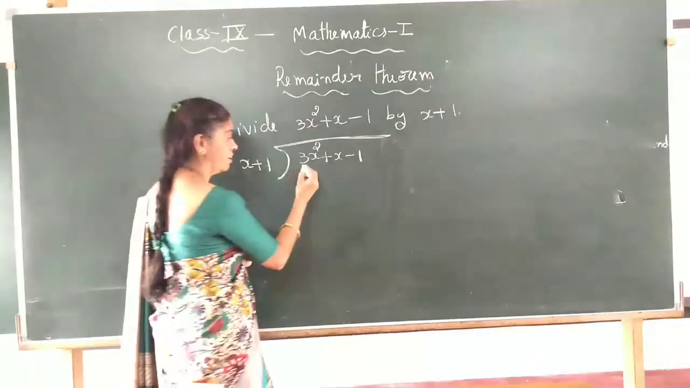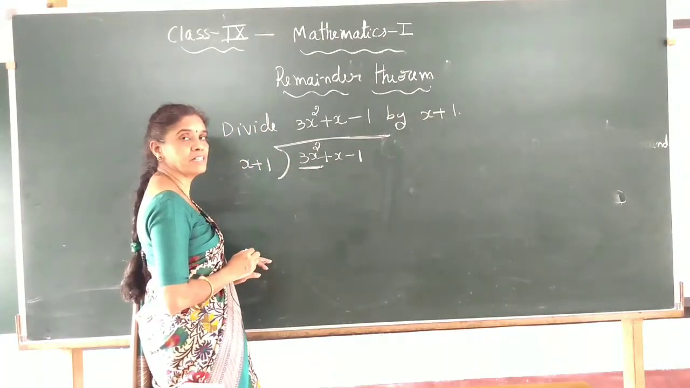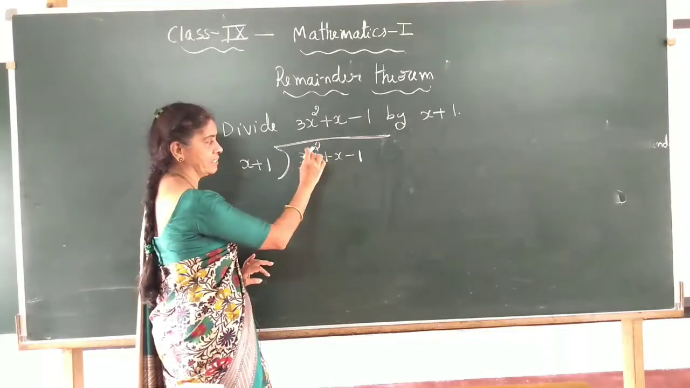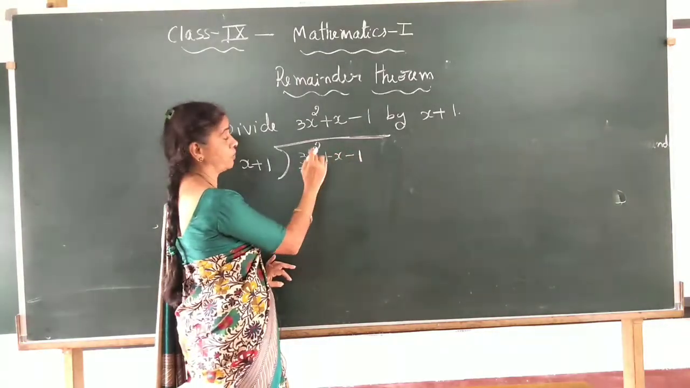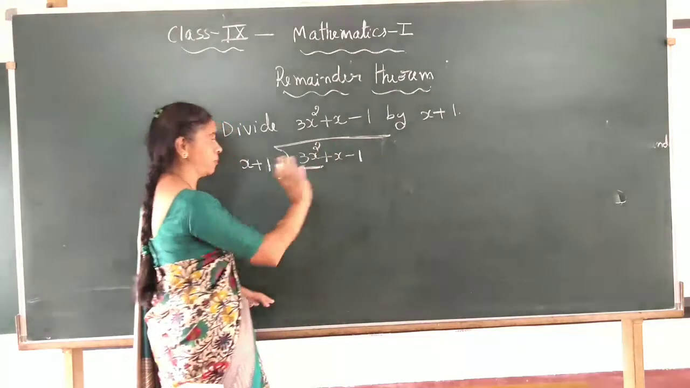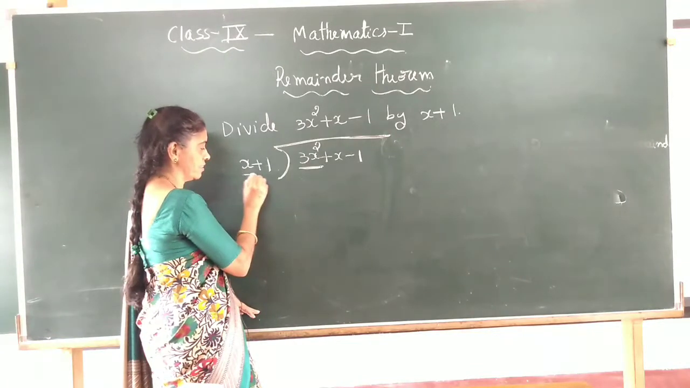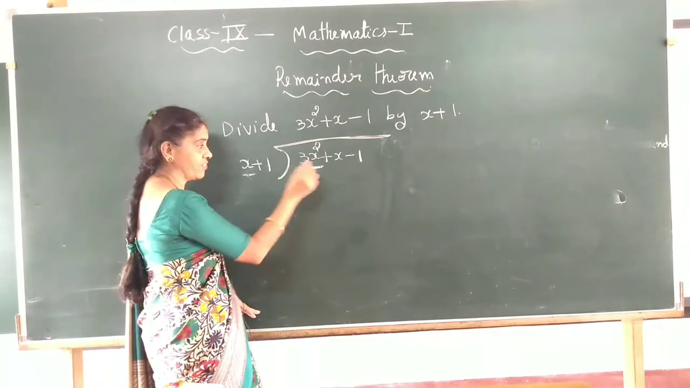Now take the first number here. You have to arrange properly in the decreasing order of x: x to the power of 2, x to the power of 1, x to the power of 0. So like this you have to arrange. No problem, it is already arranged. Now you have to take the first number here. Here the first number is 3x square.